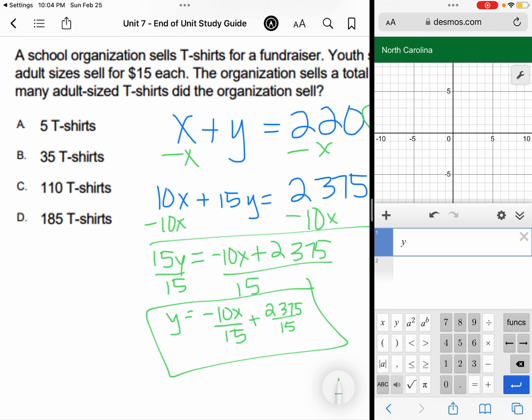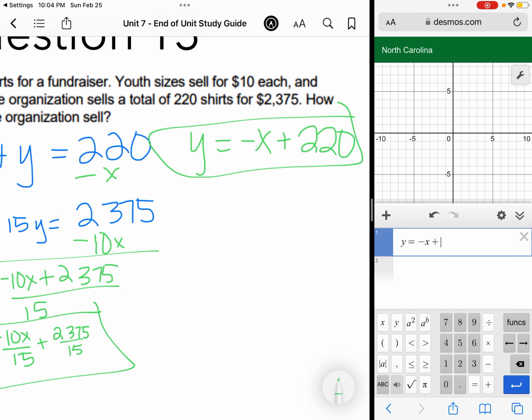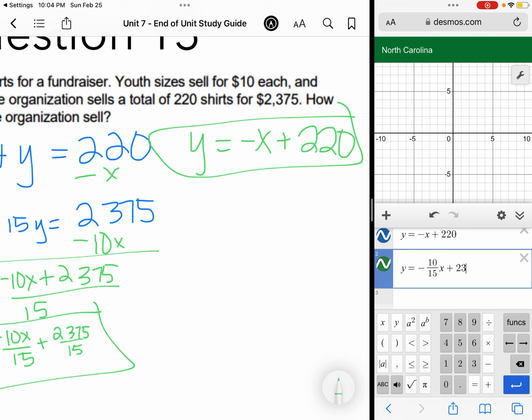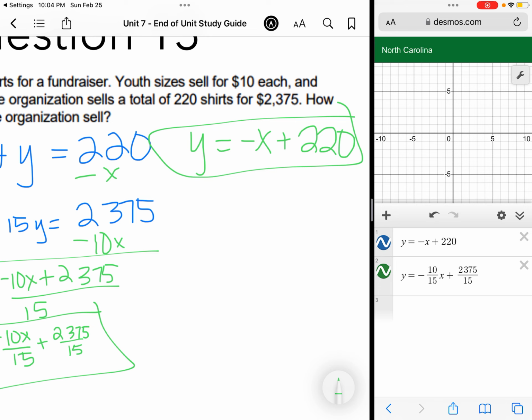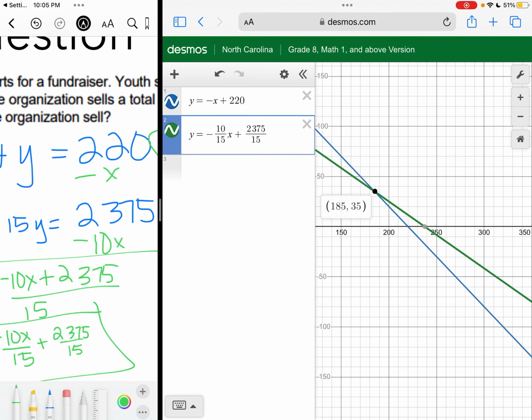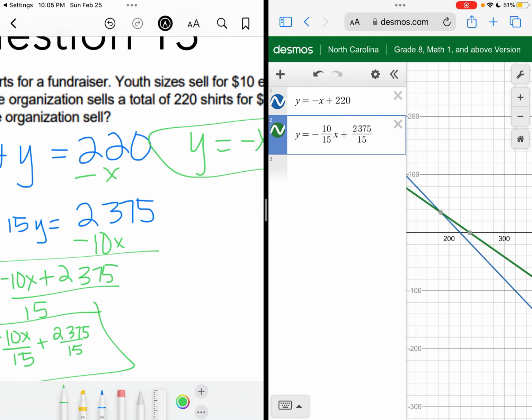So y equals negative x plus 220, and then y equals negative 10 divided by 15, arrow over x, plus 2,375 divided by 15. Hit the home button. There are our lines. Tap. And we get 185 and 35. So we know these are the youth shirts and these are the adult shirts. So let's see. They want to know about the adult shirts. So that would be 35 adult shirts.